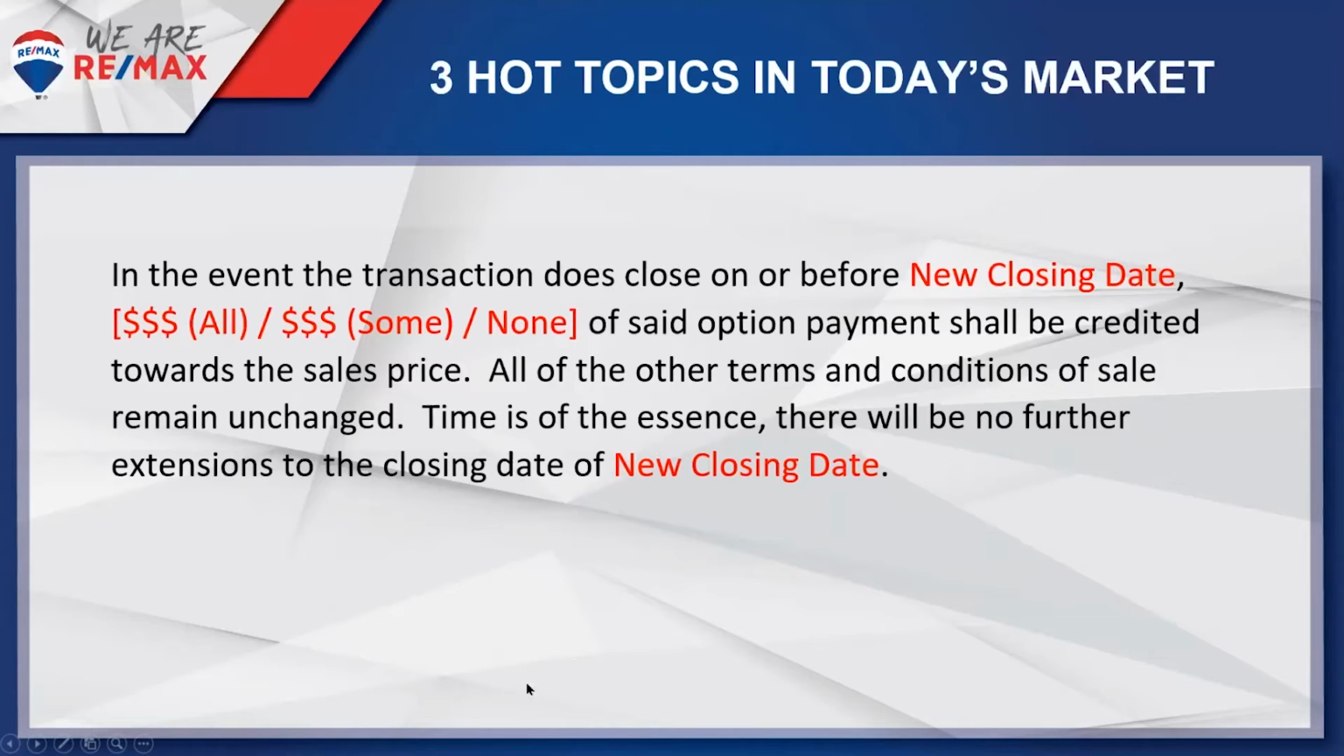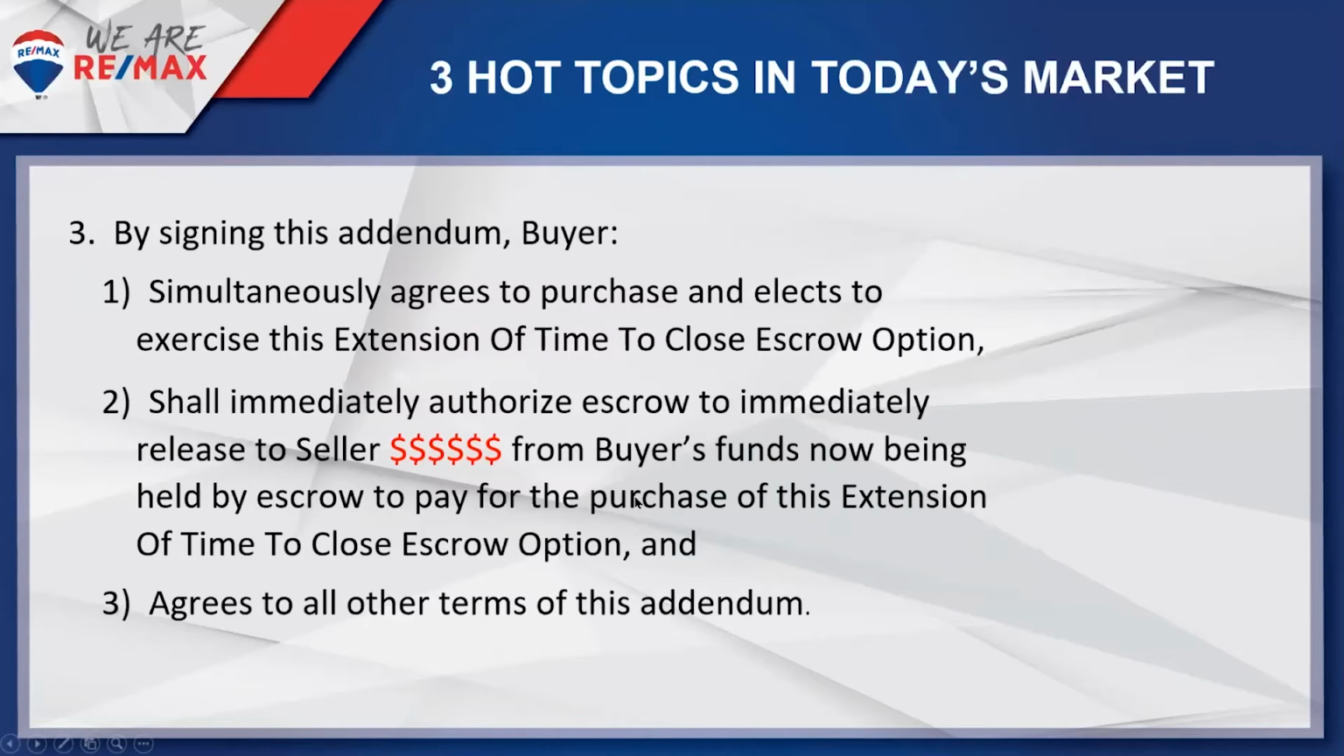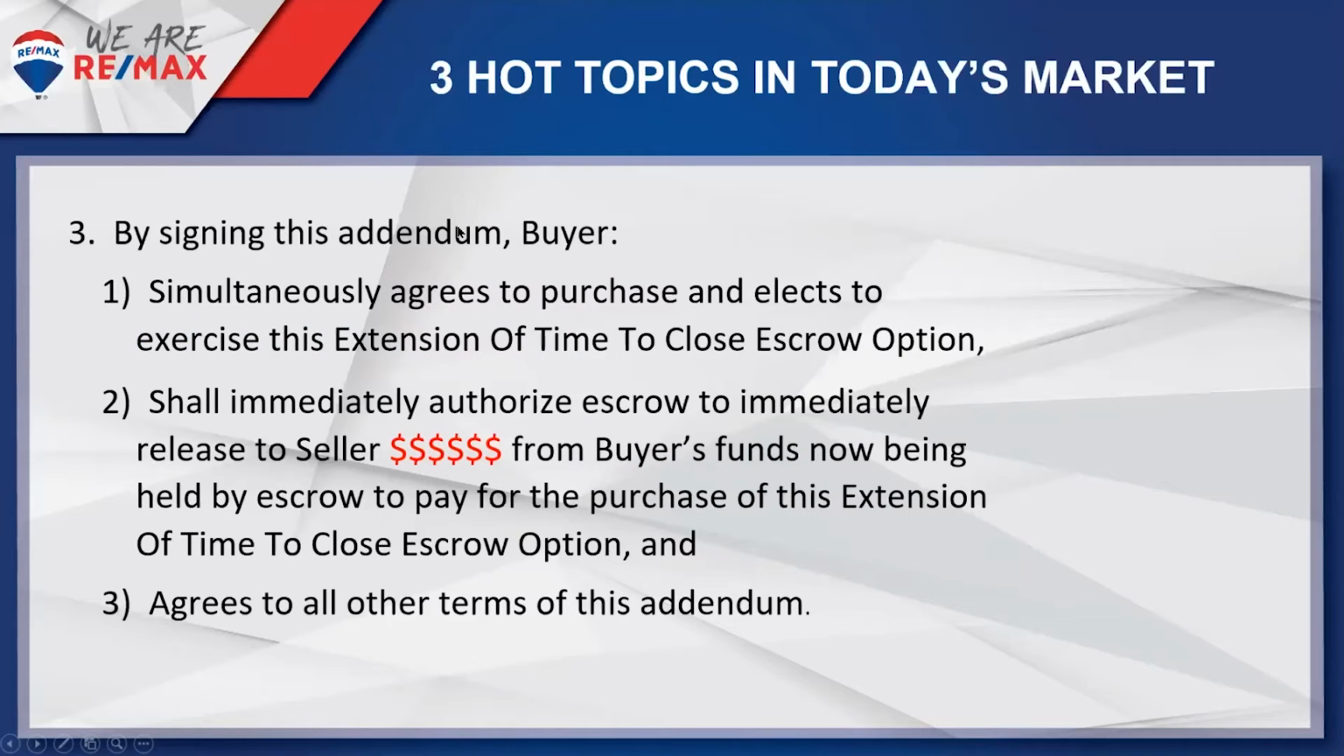So that's a pretty important clause, even though you can certainly amend that with a future agreement. All right. Buyer and seller agree that the buyer may use the buyer's funds now being held in escrow to pay for this extension of time addendum. In such event, the buyer's deposit will be reduced by a like amount. So you're memorializing that. By signing this addendum, the buyer, one, simultaneously agrees to purchase and elects to exercise this extension of time to close escrow option, shall immediately authorize escrow to immediately release to the seller.